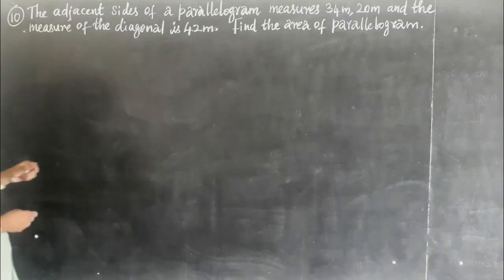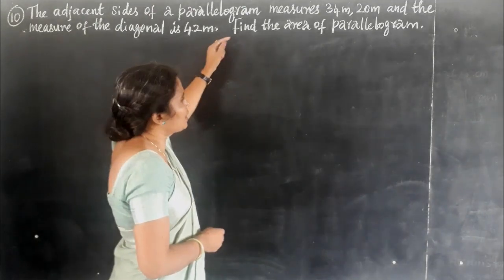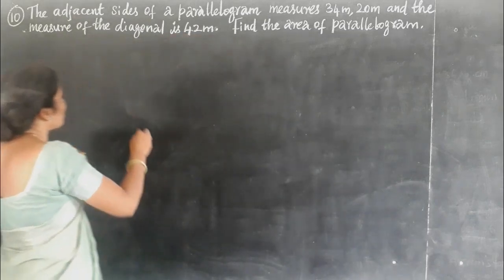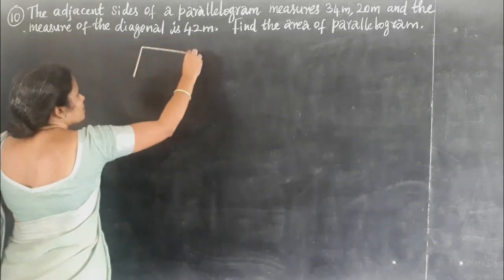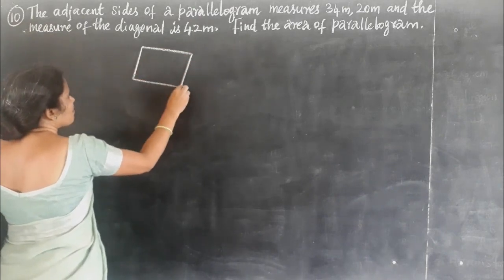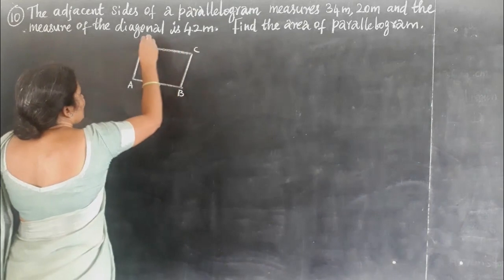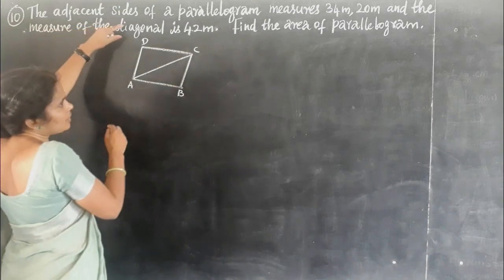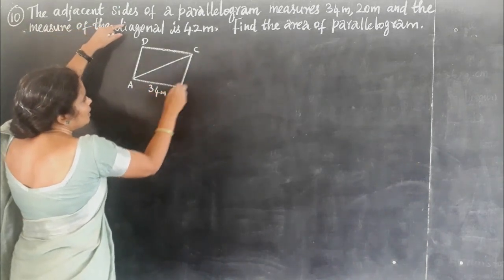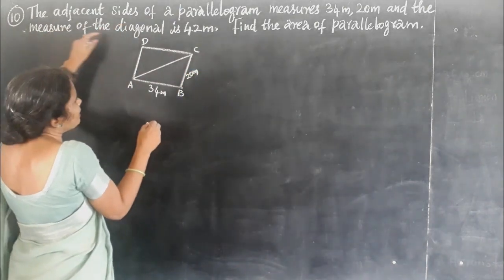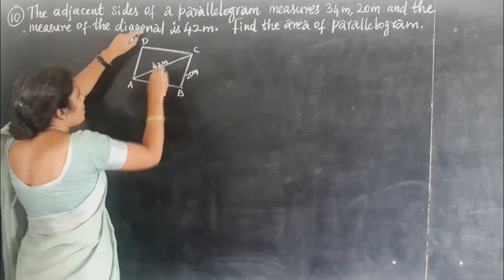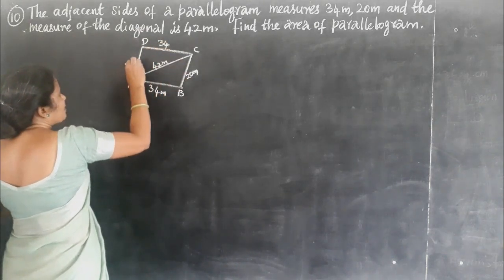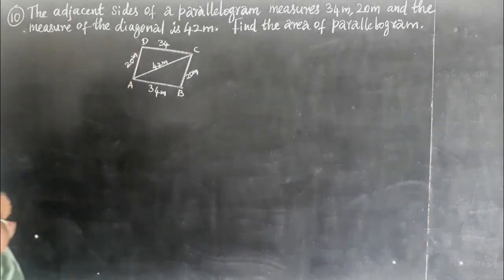Question number 10. The adjacent sides of a parallelogram measure 34 meter and 20 meter, and the measure of the diagonal is 42 meter. Find the area of the parallelogram. The property of a parallelogram is that opposite sides are equal. So 34 and 20. Find the area of the parallelogram.